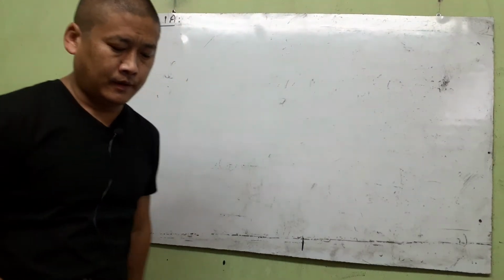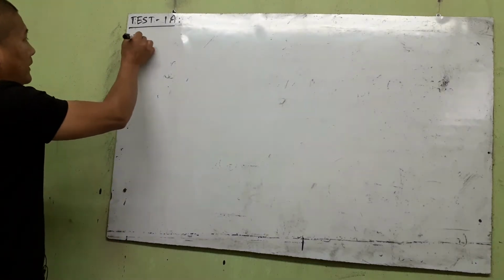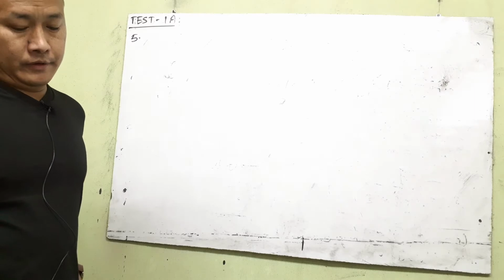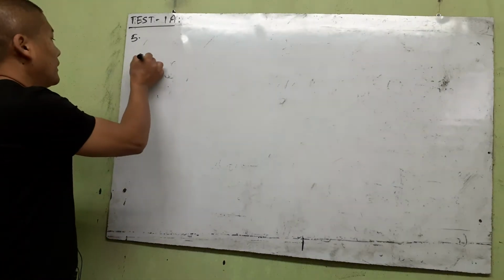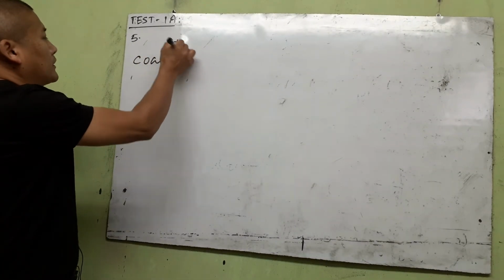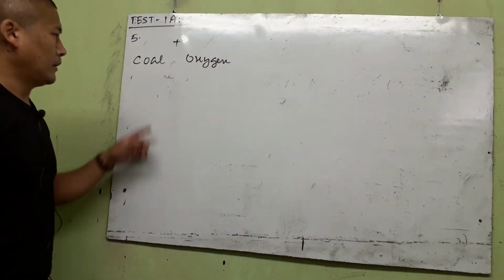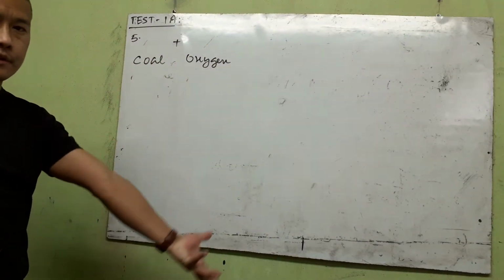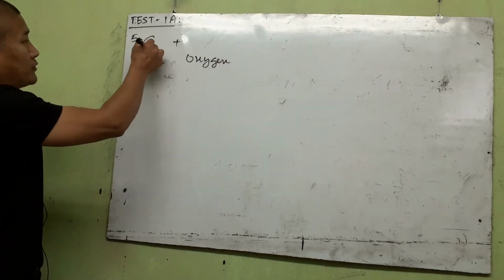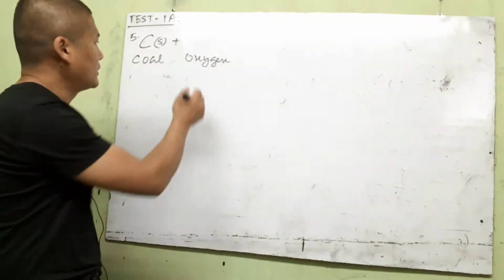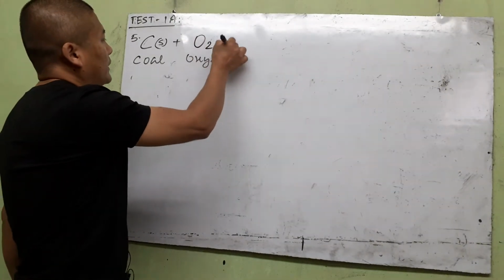Okay, so 1A, continuing with that. Number 5. So let's go to number 5. Coal reacts with oxygen. So we write coal reacts with oxygen a little bit below the plus. Remember, this coal is more than 90% carbon, so coal and carbon are the same. So we write the symbol for carbon, mentioned as solid, reacting with oxygen, O2 in the gaseous form.